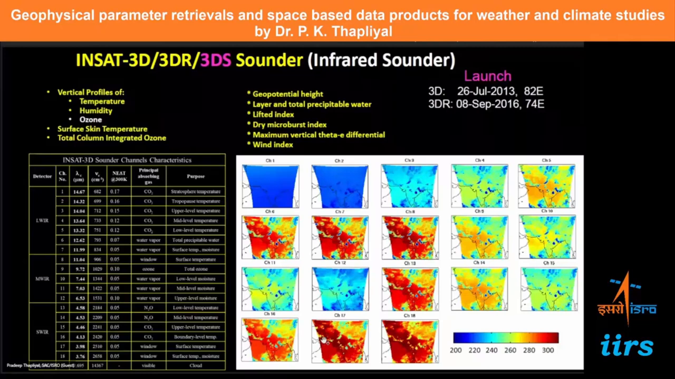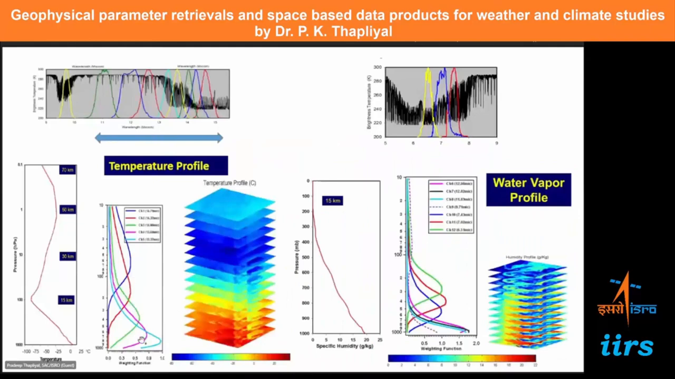If you construct a weighting function of these temperature channels here, you can see these are the weighting functions. What does it mean? These channels can provide you temperature of the stratosphere, upper troposphere, mid troposphere, and lower troposphere. And from this number of channels, you can retrieve temperature from the surface to about 40 to 50 kilometers. So this is one example of our INSAT-3DR temperature profile retrieval.